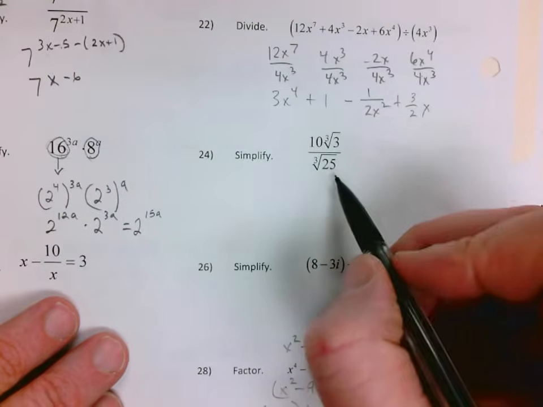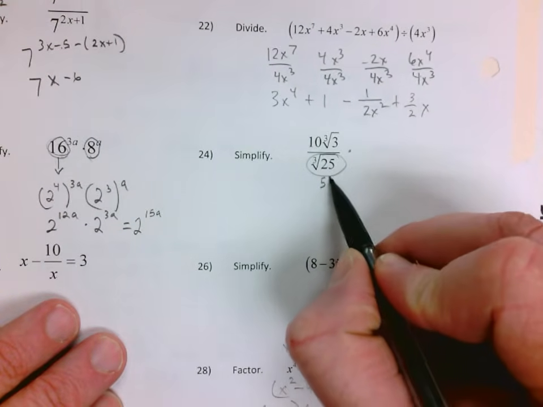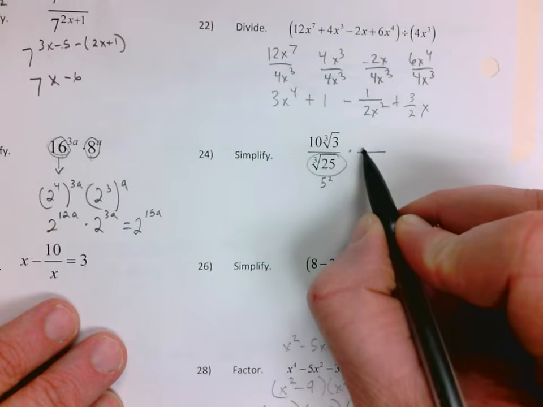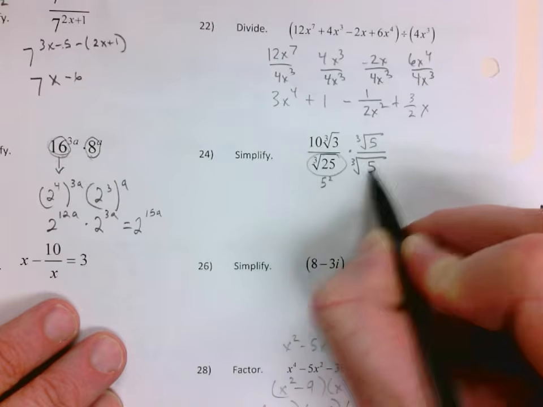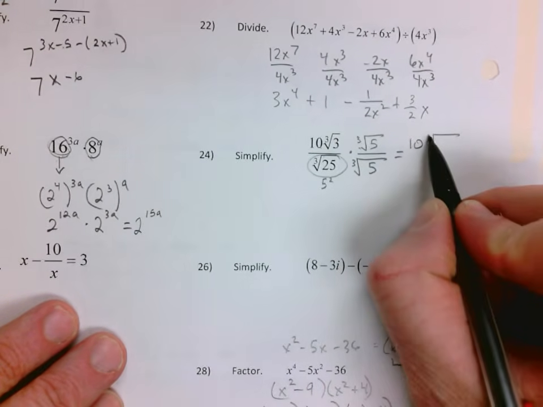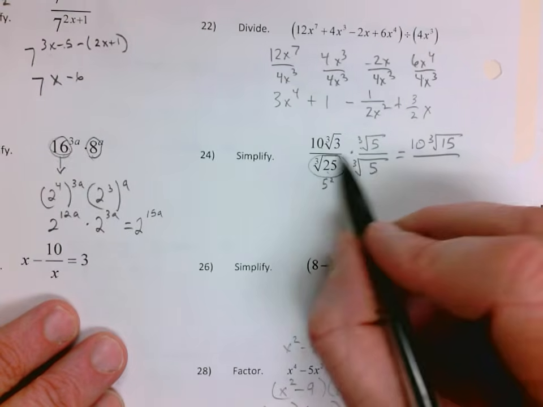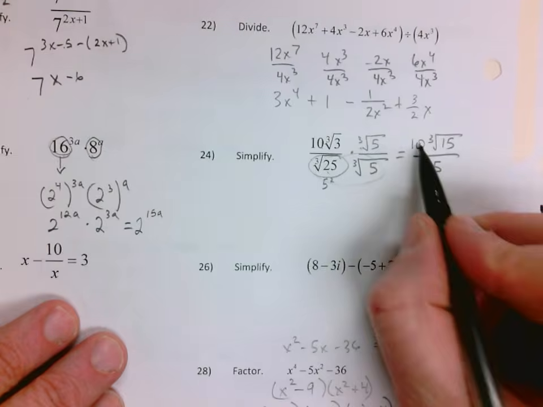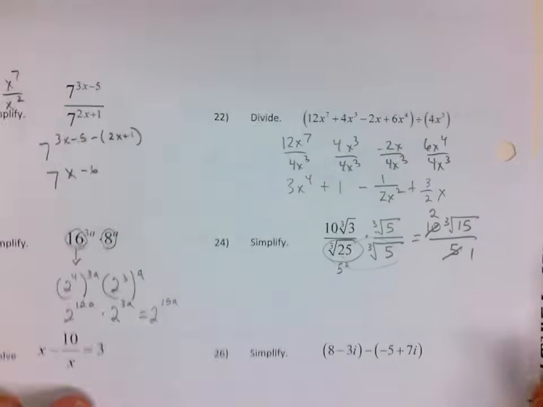Simplify, did a lot of these radicals. This needs to be a perfect cube. Right now it's 5 squared. I want it to be 5 cubed, so I multiply by the cubed root of 5 over the cubed root of 5. So this would be 10 cubed root of 15. This is cubed root of 125, which is just 5. 10 and 5 cancel out. 2 cubed root of 15.